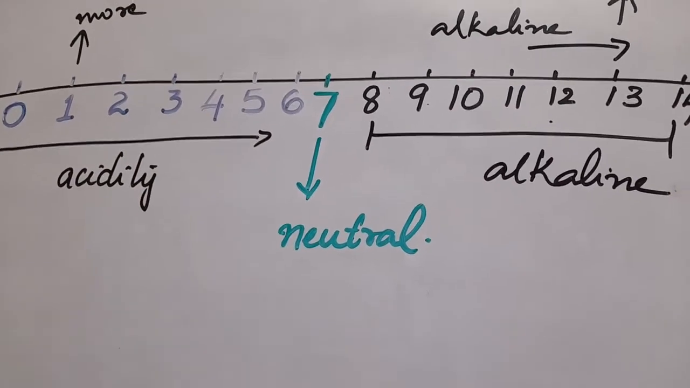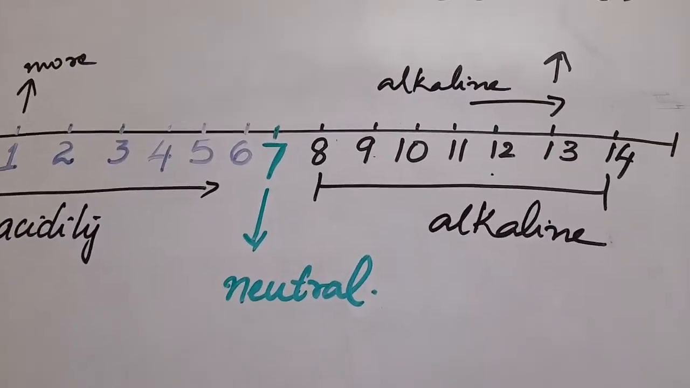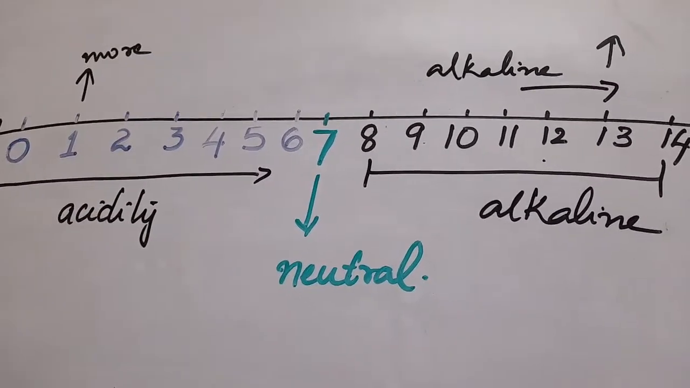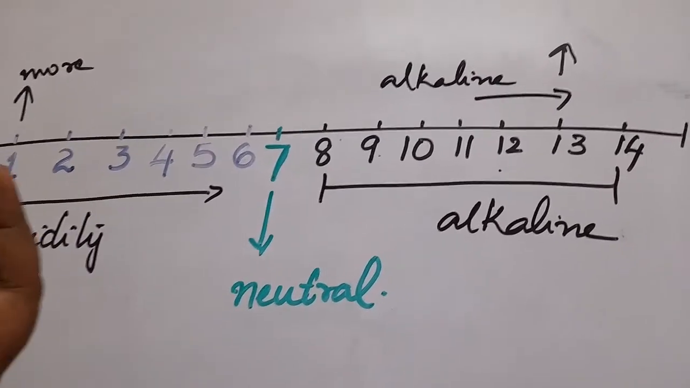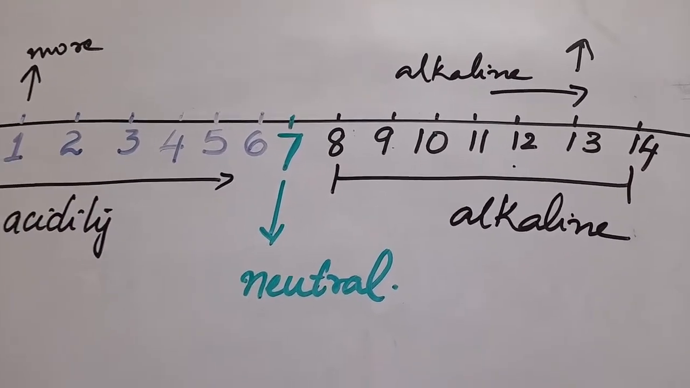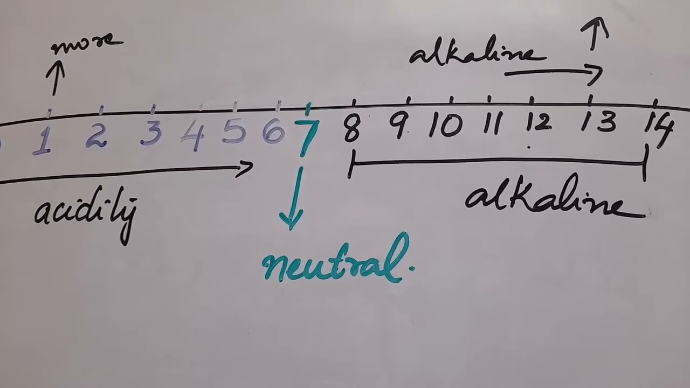So with the help of the pH meter, we are able to find out the reading, whether it is acidic or alkaline. In the pH meter, the reading will be shown, whether it is 4 or 5 or 10 or 11 or 14 or 7. So from these readings we are able to identify whether the given solution is acidic or alkaline.